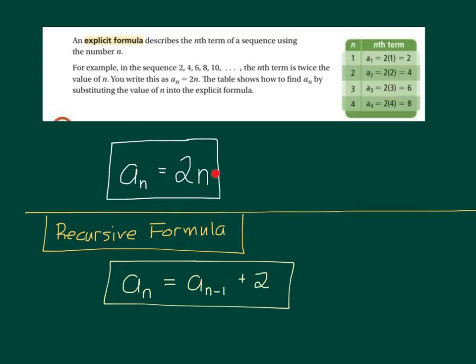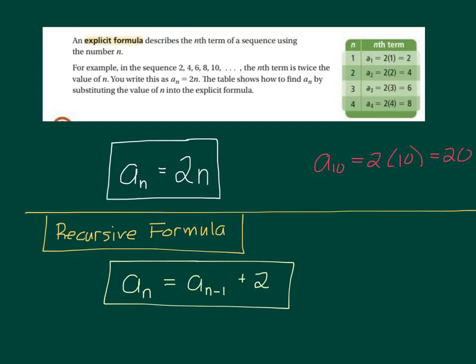Explicit formula is better in this case. In the explicit formula, if I want to know the 10th term of the sequence, I just plug in 10 here, and what's the 10th term? It's 20. Right? That's how the explicit formula works. We would just say, what's the 10th term of the sequence? 2 times 10, which is 20. Easy peasy. Lemon squeezy.